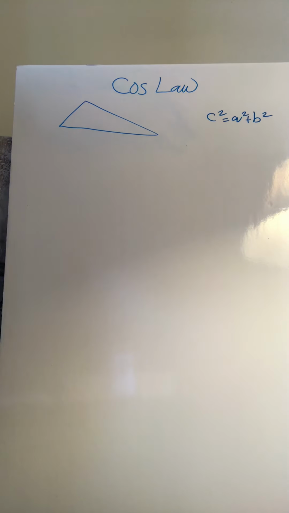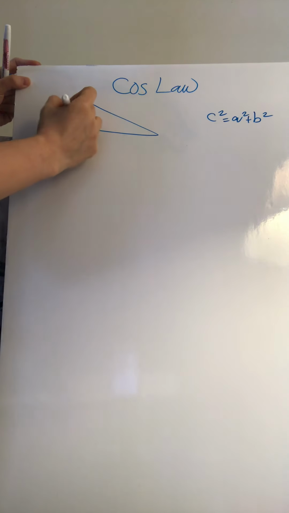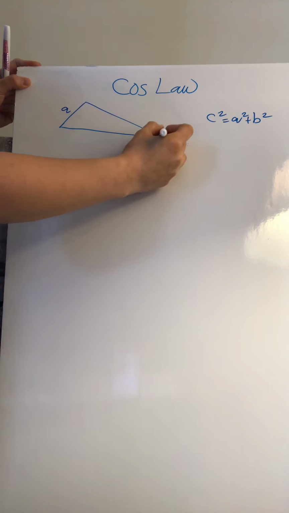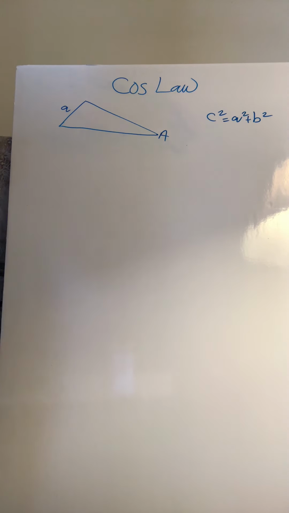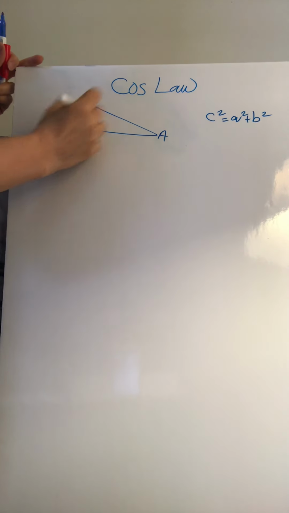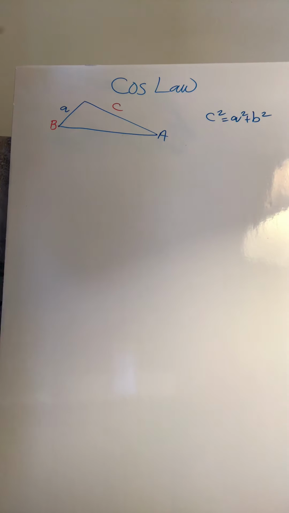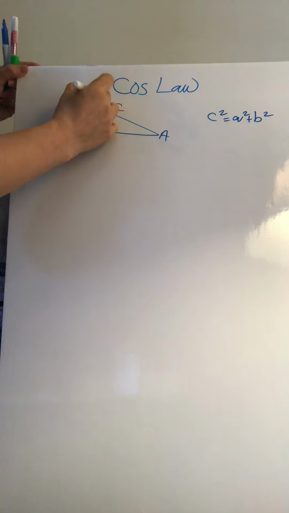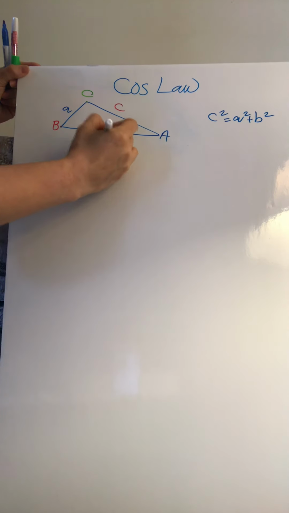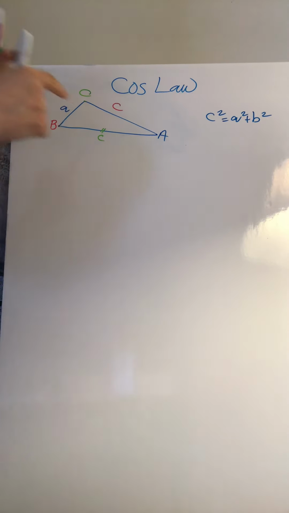However, the cosine law is used in a general triangle. It does not have to be necessarily a right angled triangle. And if we have two sides, so let's call this guy a, and let's call this guy b. Let's call, obviously, this side c, and this angle C, and let's say we want to find c.